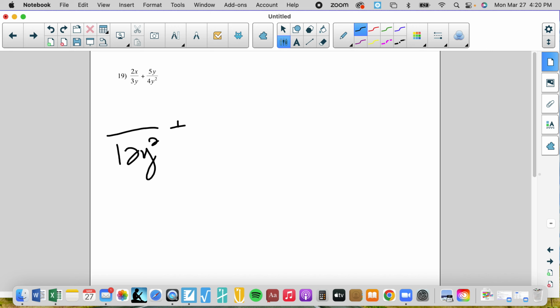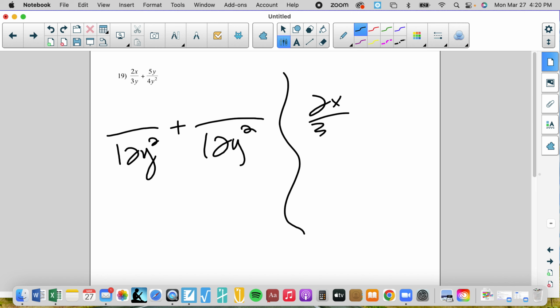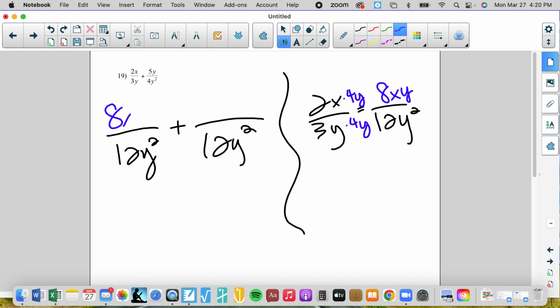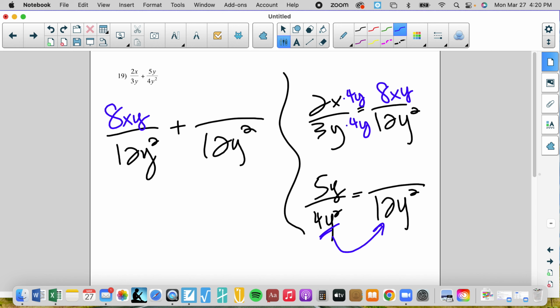Common denominator, 12y squared. Equivalencies, 2x over 3y. My starting fraction equals how many 12y squares? I'm going to multiply that by 4y. Gives me 8xy. My other fraction, 5y over 4y squared. Hello. What do I multiply 4y squared by to get 12y squared? 3 gives me 15y.